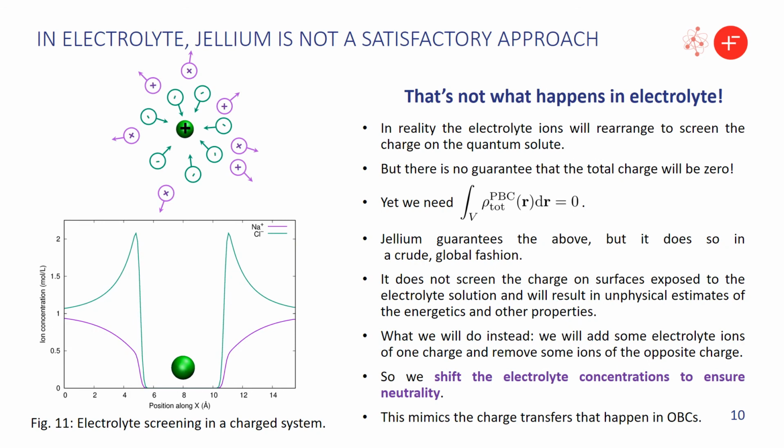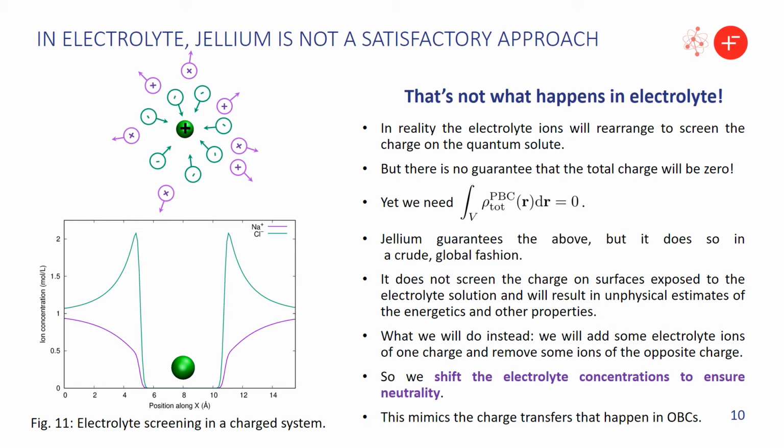The problem with jellium is that it is totally not what happens in electrolyte. In electrolyte, you would have the oppositely charged ions screening your charged system and neutralizing it locally. So the reality is different. Jellium is not a good model of reality because it acts globally through a uniform shift, and this would lead to artifacts. The problem with the kind of neutralization that does happen in reality is that, again, there is no guarantee of strict charge neutrality in a finite size box, so it's not suitable for periodic boundary conditions.